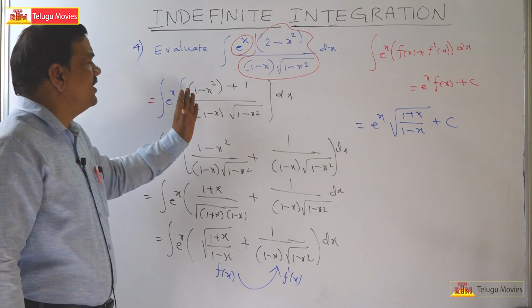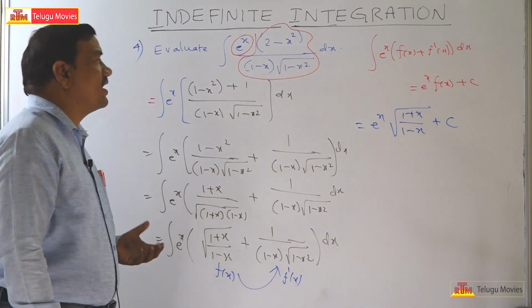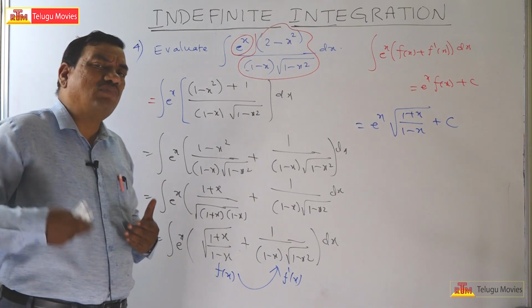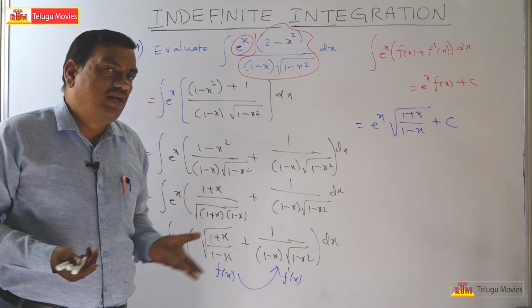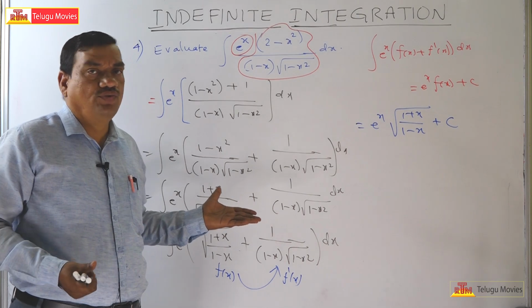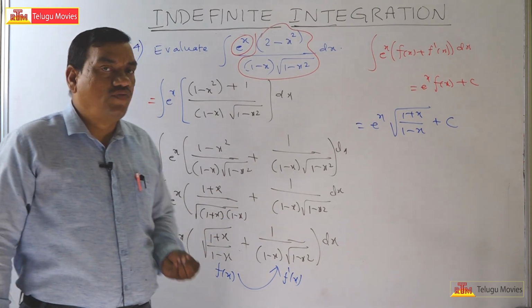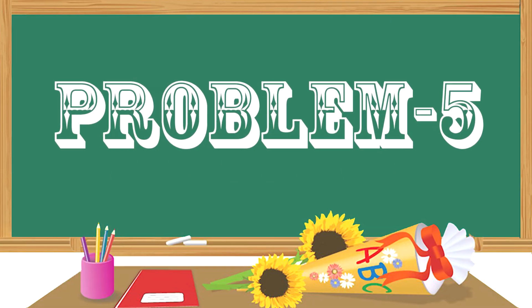Then how to write down this, 1 minus x square plus 1, how do we get that? It is obviously by practice. If you practice a number of problems, automatically the idea will strike you. Okay, I hope that you understand this solution. So let us go for the next problem.